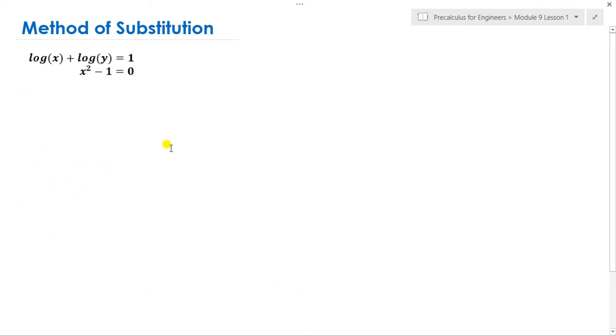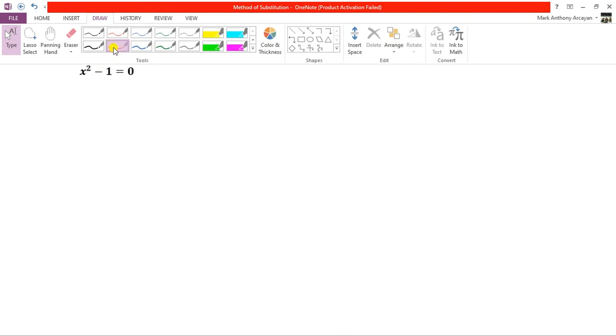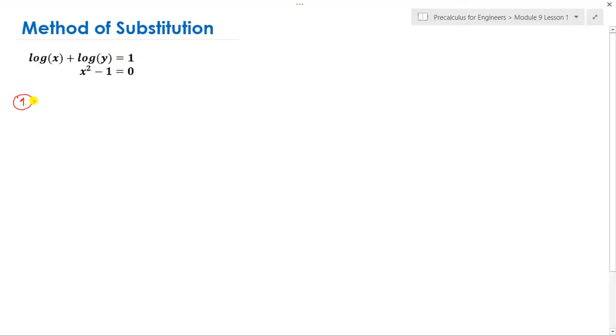So here is the method of substitution again, but this time we have a logarithmic expression. This is nonlinear because of this logarithm here. So again, the first thing to do for the method of substitution is to pick an equation that is easier to modify.